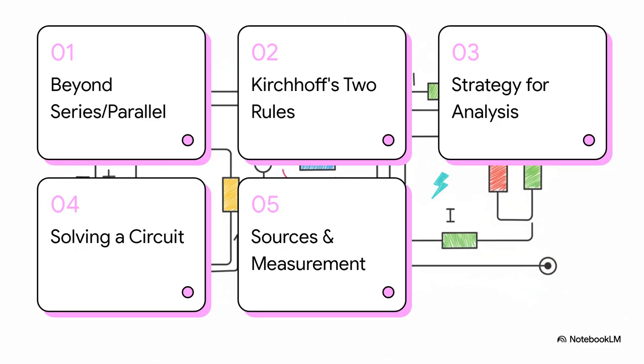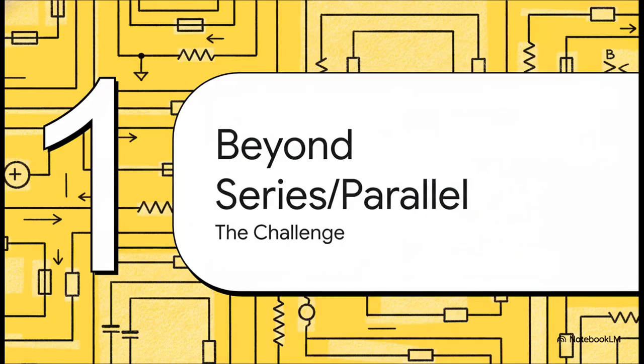Here's the game plan. We'll start by seeing exactly why our old series parallel tricks fail us. Then, we'll dive into the two brilliant rules from Gustav Kirchhoff that are our solution. We'll lay out a step-by-step strategy for using them, then put it to the test on a tough multi-loop circuit. And finally, we'll see how these rules pop up in the real world, like with power sources and measurement tools. So what does one of these unsolvable circuits actually look like? Let's take a look at the kind of challenge we're up against.